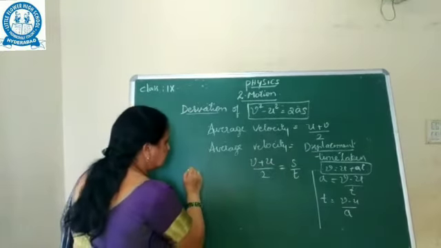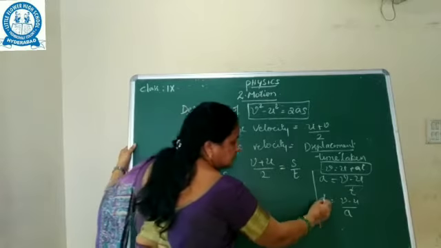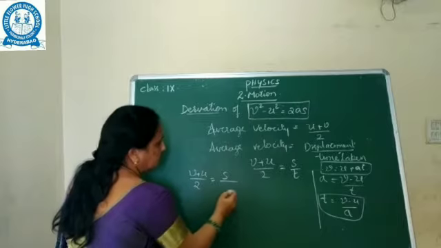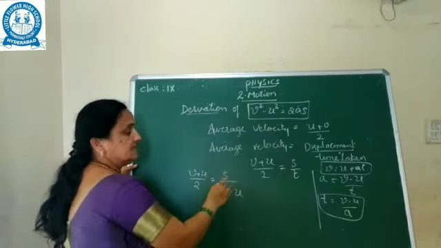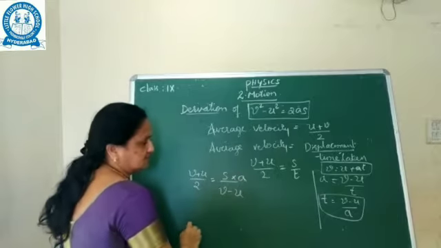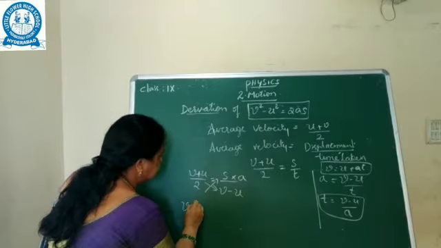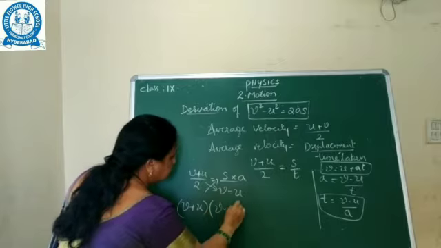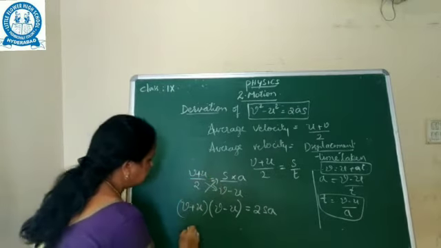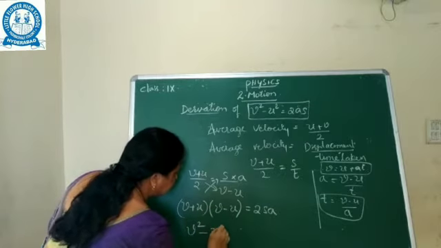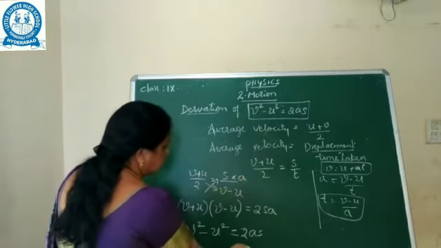Let us compare this: (v + u)/2 = s/t, as it is written, and I am going to substitute this value in this. So what is it? (v − u), and the denominator becomes a reciprocal. So by simplification, doing cross multiplication, (v + u)(v − u) = 2sa. Then v² plus, with minus minus, u² equals 2as. So v² − u² = 2as.